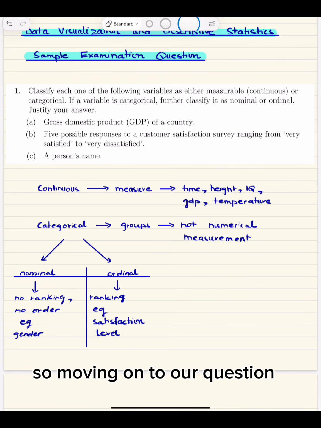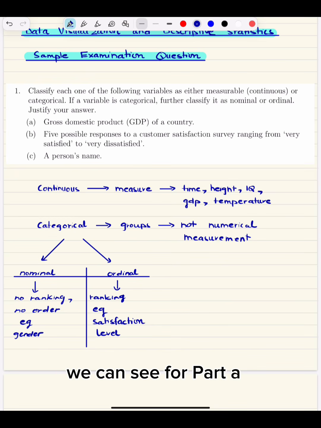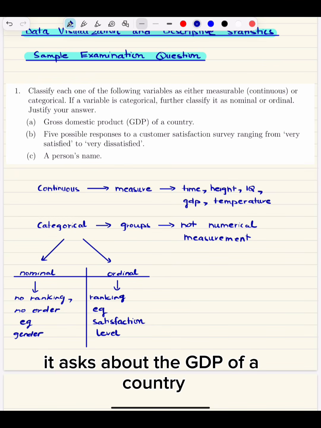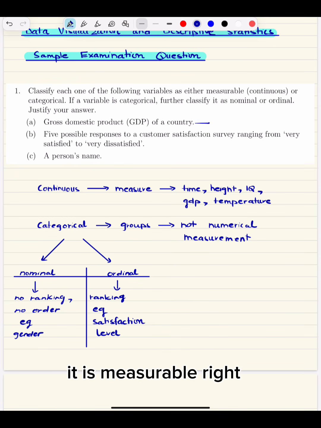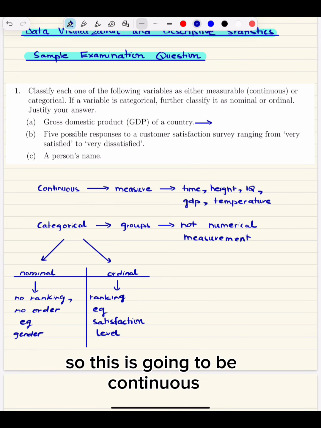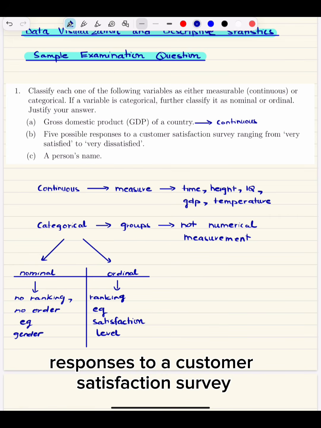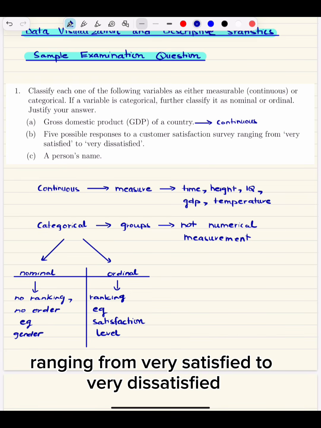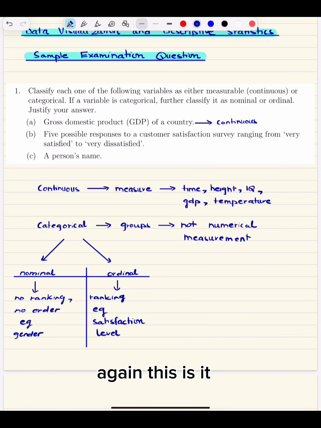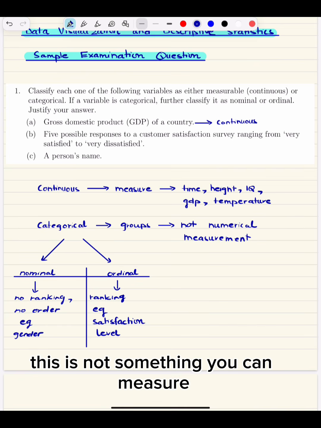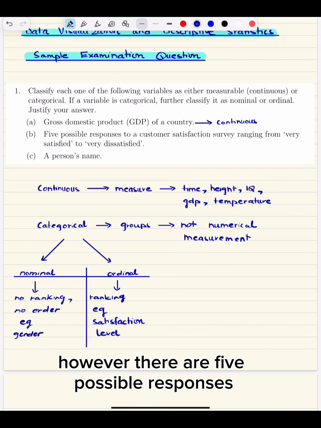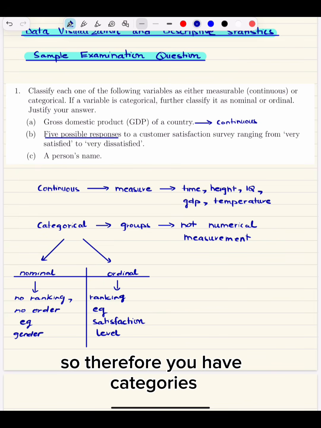So moving on to our question, for part A, it asks about the GDP of a country. It is measurable, right? So this is going to be continuous. What about part B? It says 5 possible responses to a customer satisfaction survey ranging from very satisfied to very dissatisfied. Again, this is not something you can measure. However, there are 5 possible responses. So therefore you have categories.